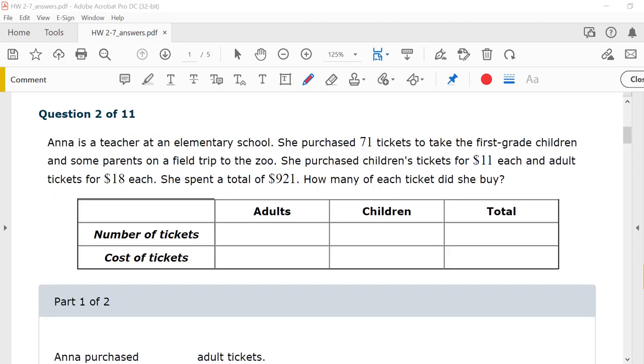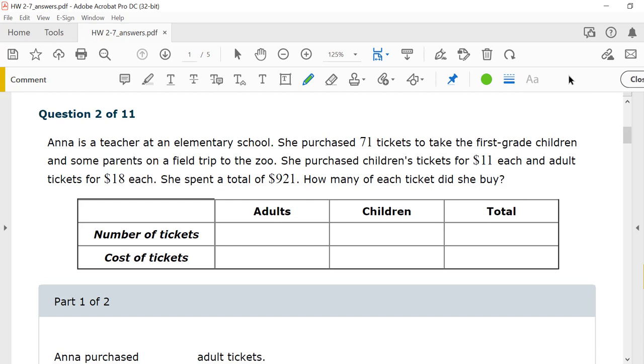Question number 2. Anna is a teacher at an elementary school. She purchased 71 tickets to take first grade children and some parents on a field trip to the zoo. She purchased children's tickets for $11 each and adult tickets for $18 each. She spent a total of $921. How many of each ticket did she buy?